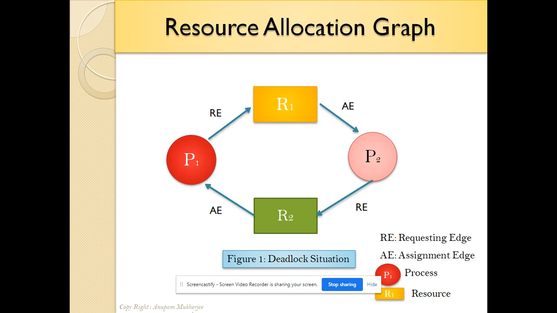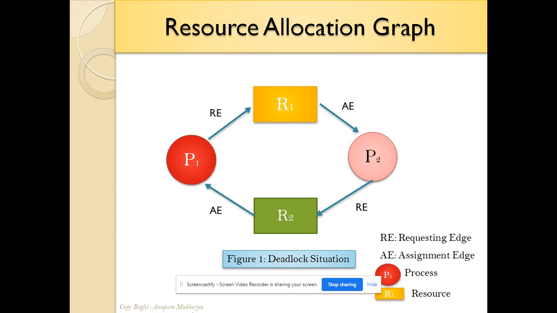We can represent deadlock by using a resource allocation graph. A resource allocation graph is a directed graph, meaning it has some direction. It is used to represent the deadlock state. The graph consists of two types of nodes. One node is called process, represented by a circle, and the second one is for resource, represented by a square.